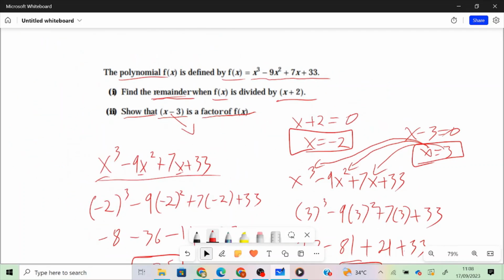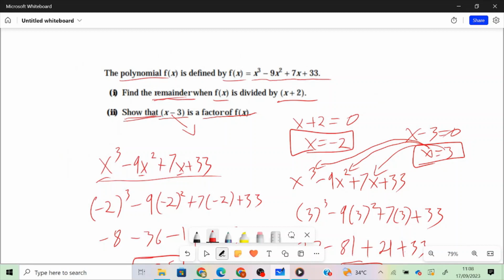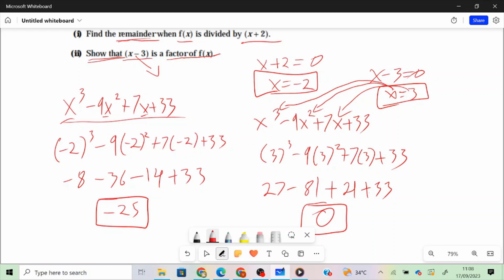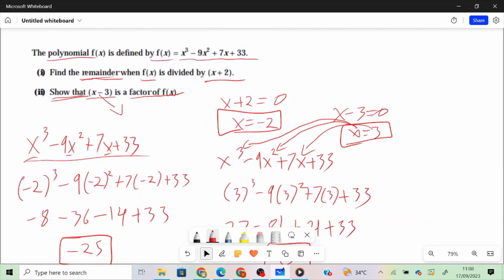They kind of gave us a hint by saying show that it's a factor. Sometimes they can say prove or not prove whether or not x minus 3 is a factor, and since we got a 0, then you would now say hence x minus 3 is a factor of the polynomial. If we had gotten a remainder, then you would have said hence x minus 3 is not a factor of f of x.